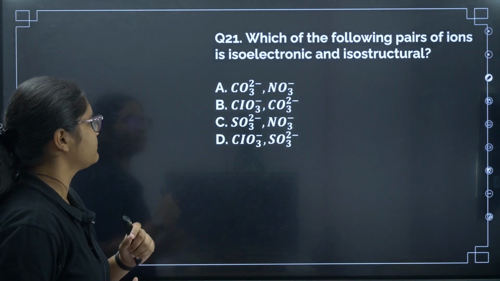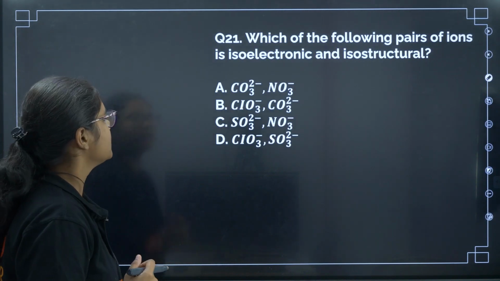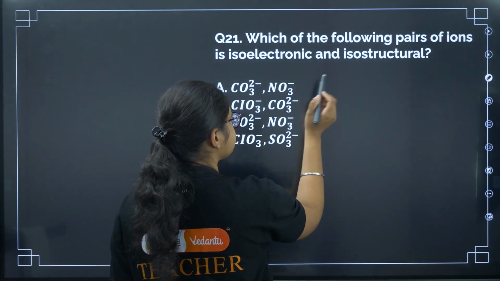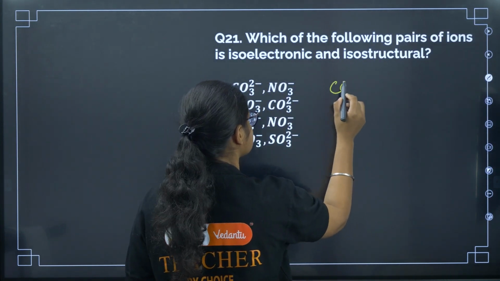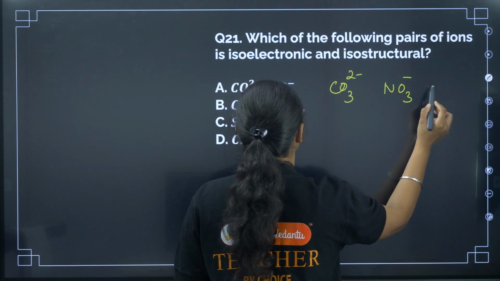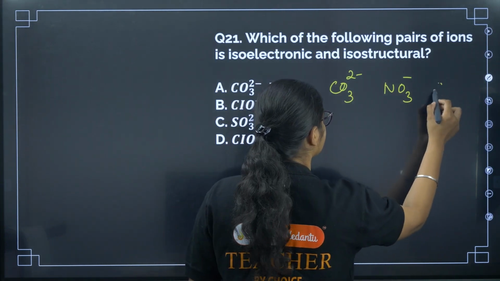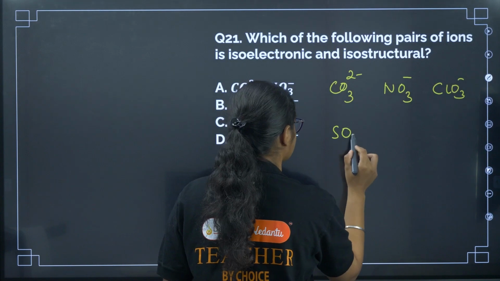Which one of the following pairs of ions is isoelectronic and isostructural? Let us check the compounds given. First is CO3 2 minus. Next is NO3 minus. Then we have ClO3 minus. And then we have SO3 2 minus.